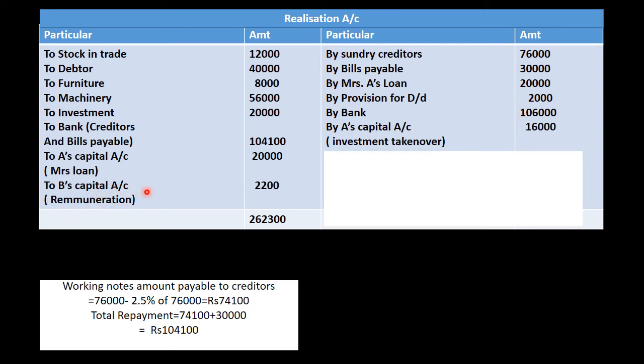After that, B agreed to carry out the dissolution. For this purpose, he will receive 2200, and that 2200 will be termed as an expense for the firm. That's why it is shown on the debit side, and that amount is to be paid to the partner. That's why I'm writing on the debit side to B's capital account.